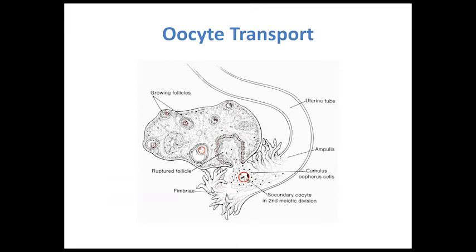This fimbria sucks in the oocyte, then it goes on to the ampulla. In the ampulla, this is going to stay on. The sperm cells are going to reach the ampulla, and if fertilization occurs, the second meiotic division is going to complete. And once this zygote is formed, it is going to start the multiplication and the cleavage, and this is going to pass on into the uterus.